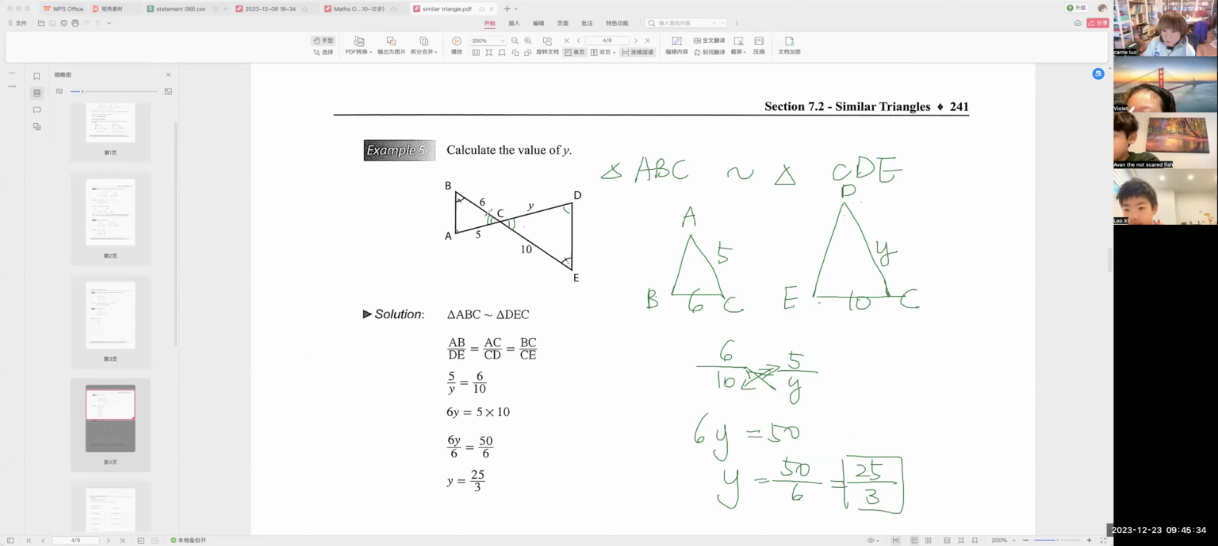Get it, everybody? This one is very important, okay? The position is very important. Get it, everybody? Okay.